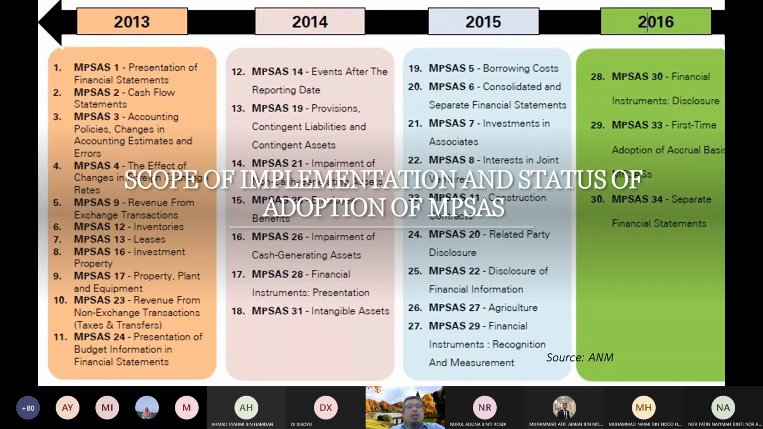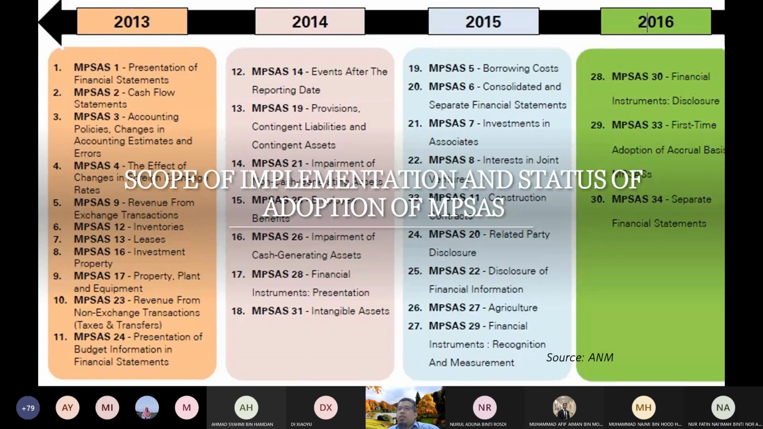You can see that from MPSAS 1, 2, 3, and 24. Then 2014, MPSAS 14, 19, and up to 31. Then 2015, I think you can see that some of the items depend also on the issuance of the new standards by IPSAS. And 2016, okay, up to 2016. I think from time to time there are also improvements and updates on the standards.